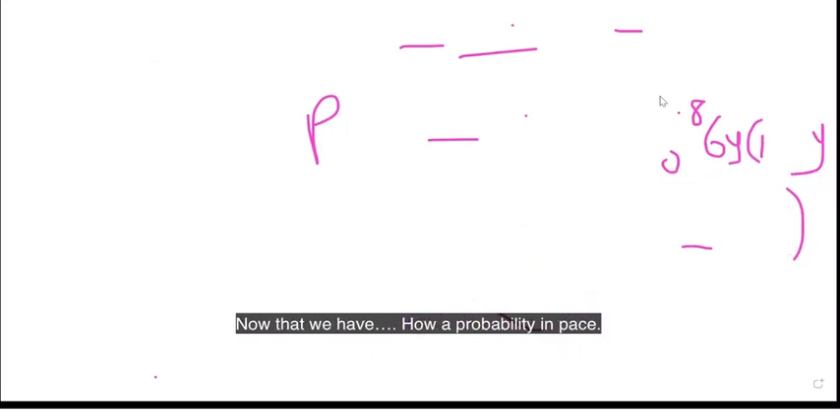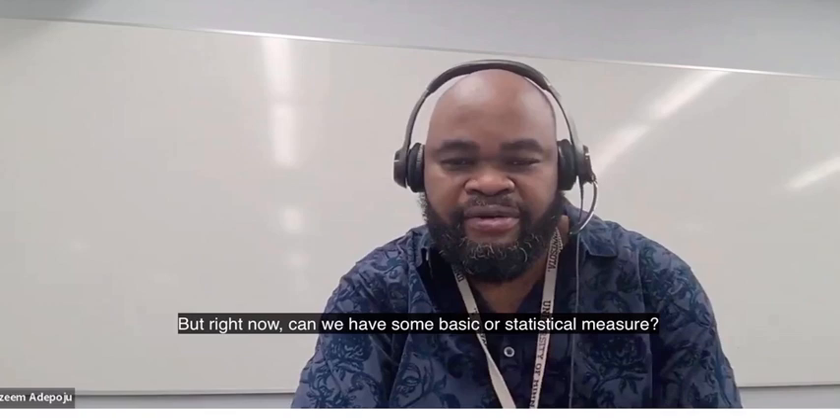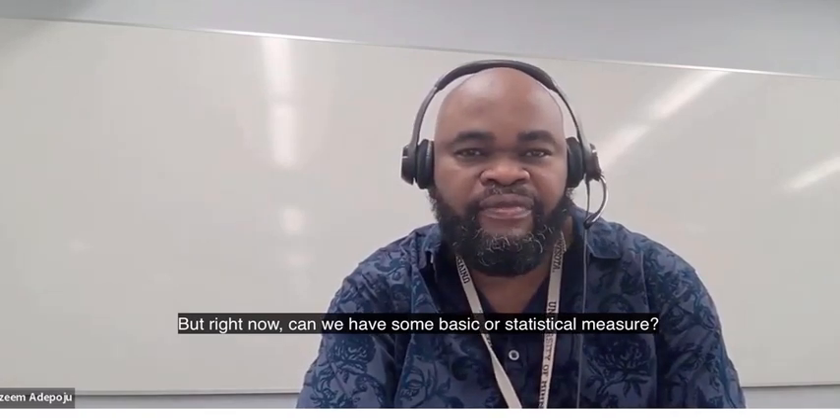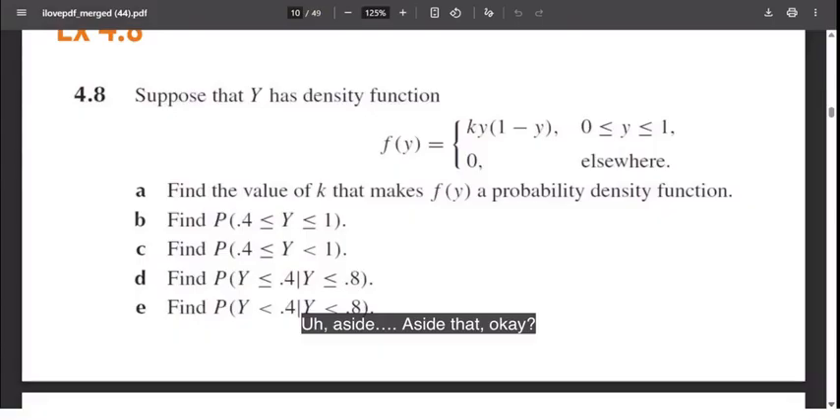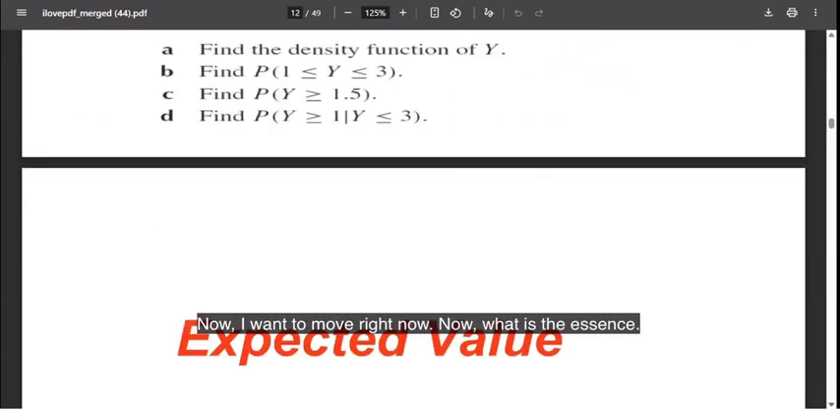Now that we have our probability function in place, you know how to compute them, you know how to get a CDF. But right now, can we have some basic statistical measures aside from that? Of course, I give you this as an exercise. You can also try, but don't forget, this is a CDF. You need to get a PDF before moving forward.